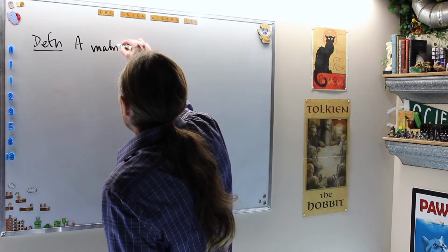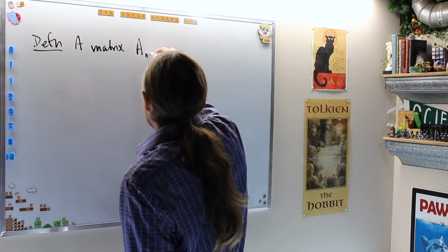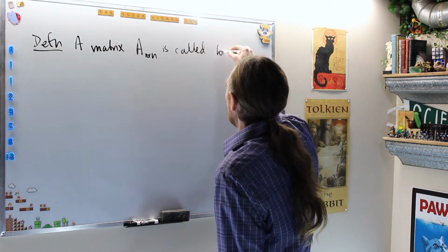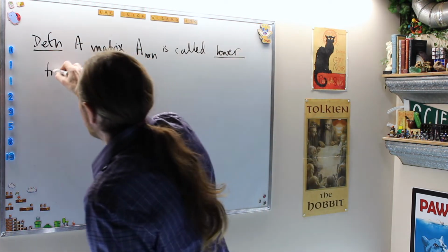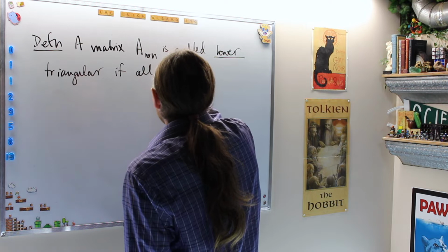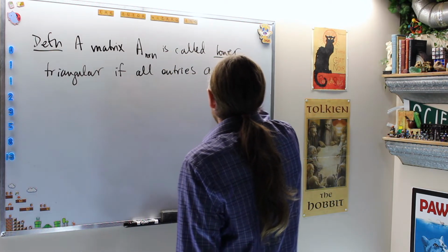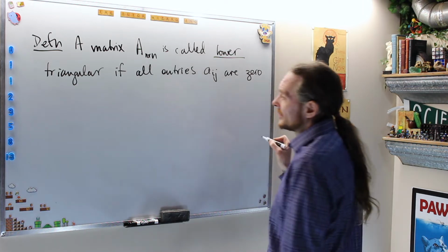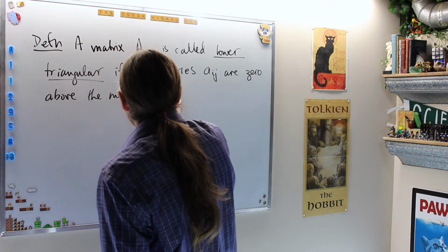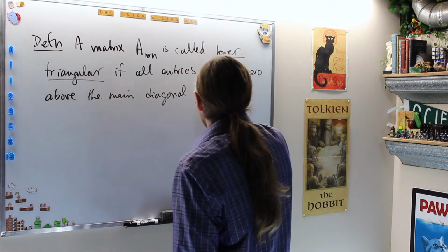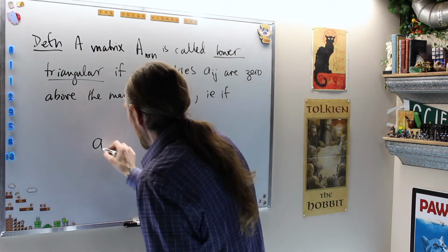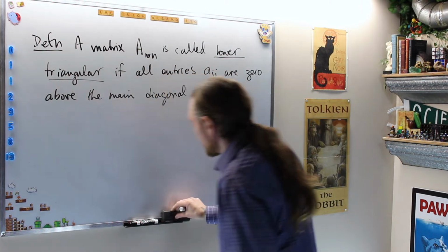A matrix A, n by n, so a square matrix, is called lower triangular if all entries Aij are 0 above the main diagonal, i.e. if A looks like this. So what are they saying?